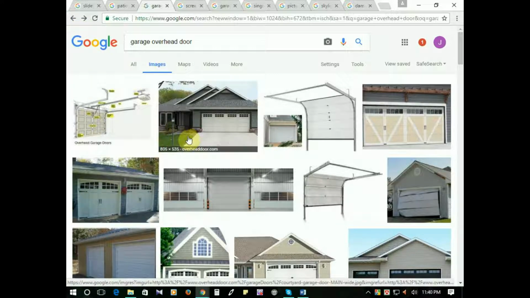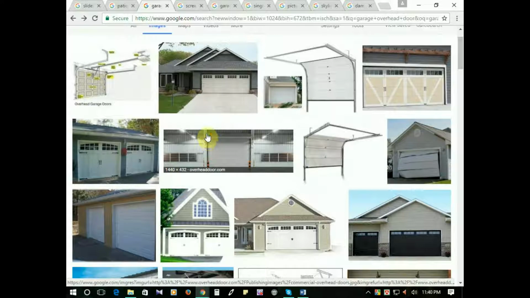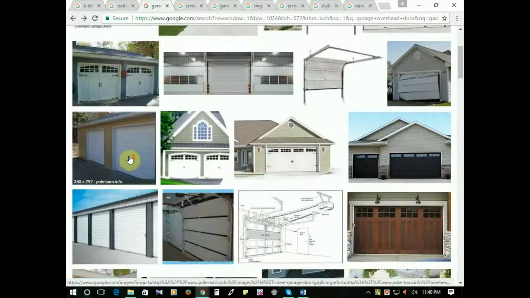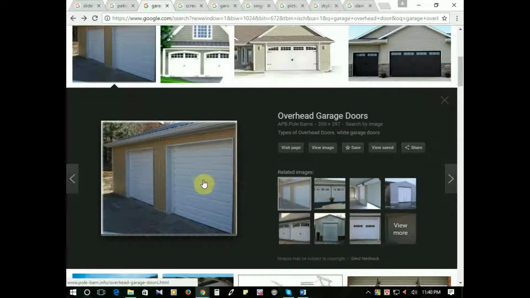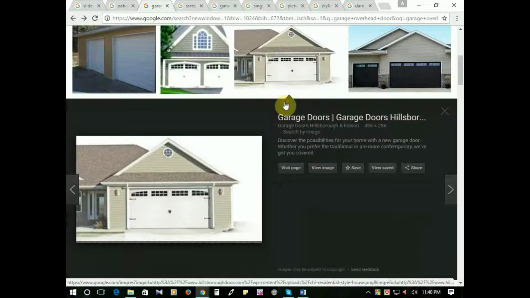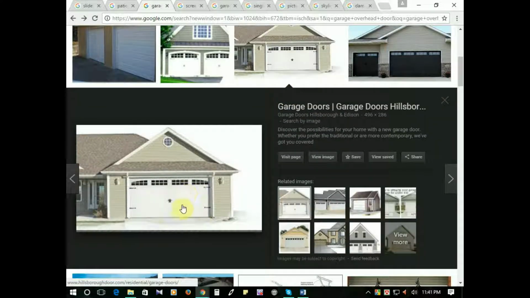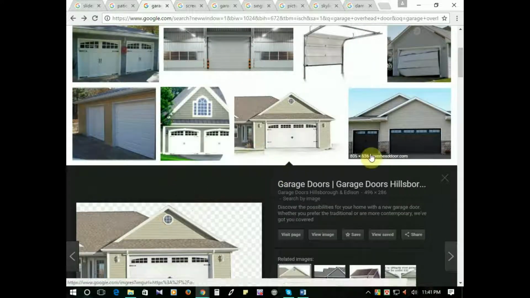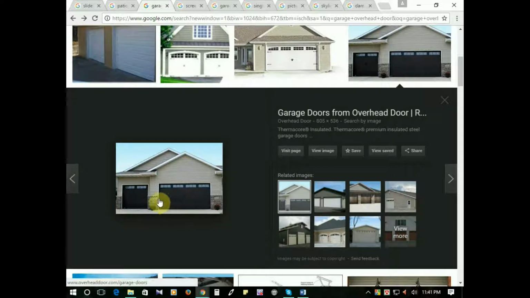The garage overhead door can also be a single car door, or if it's for a double car, it can be a double car door. So as you can see, a single car door will be something like this, while a double car door will be like this. As you can see, it's much broader. This is also a very good example, a single car door for a garage overhead and a double car door for a garage overhead.